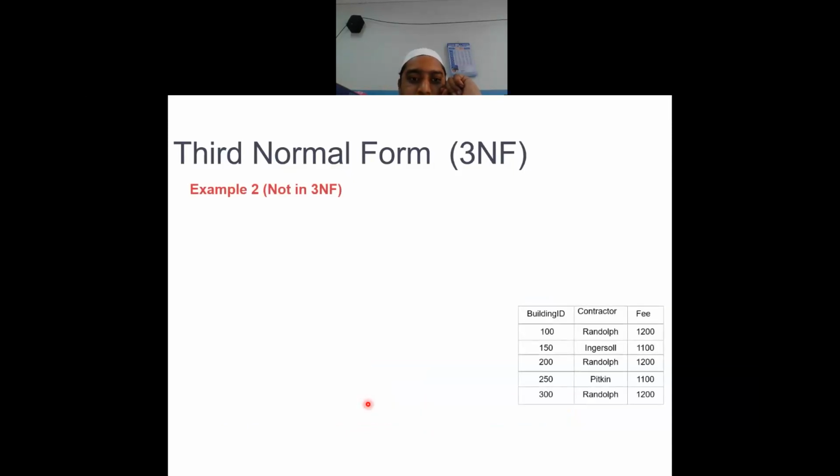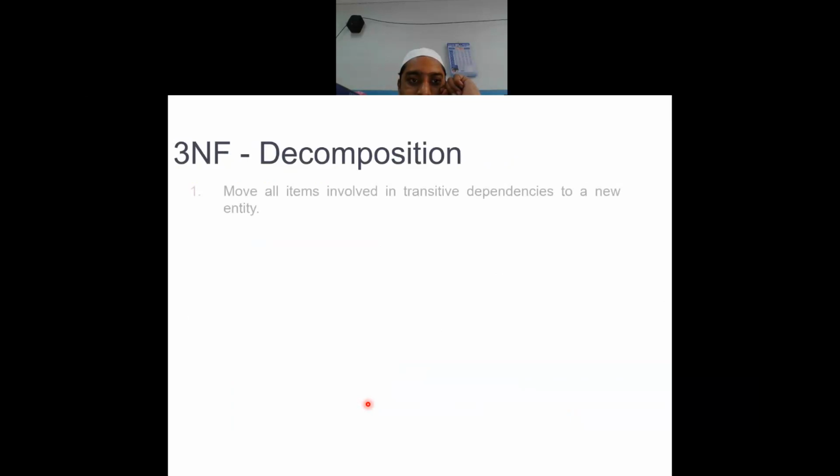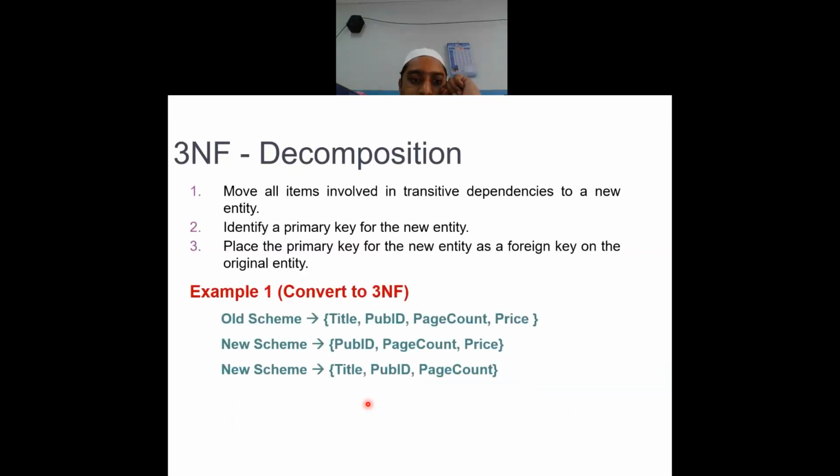To decompose it, what we'll do is, what was transitively dependent? Page count and price were transitively dependent. So we'll take out these two. This price was dependent on page count. Page count and title were dependent on this publication ID. Publication ID and title were determining page count. Page count was determining price. Now, price was indirectly dependent, right?